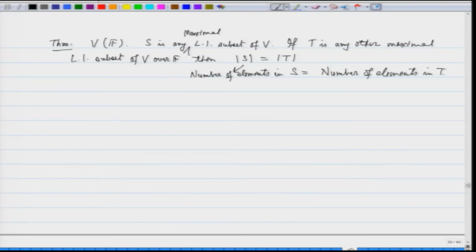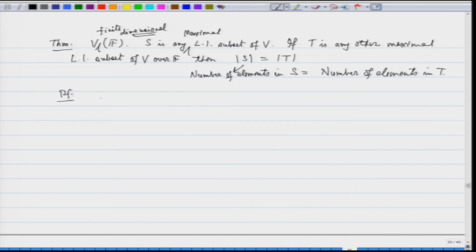Is that ok? So, this is what we are saying here, that I have to say that V is finite dimensional. I will be assuming always that V is finite dimensional. Otherwise, I cannot talk of number of elements. Fine. So, from now on, everything is finite dimensional for us. Unless I say it is infinite, it will be only finite dimensional. All right. So, what we are saying is that if S is any maximal linearly independent subset of V, T is any other, so you have S and T, which are maximal linearly independent, then the number of elements is the same. All right.